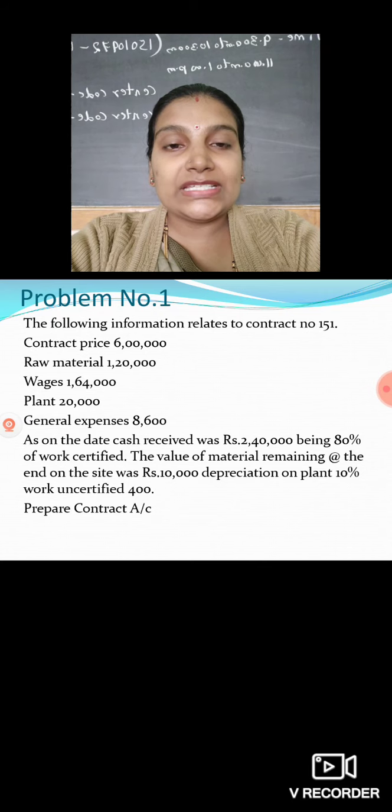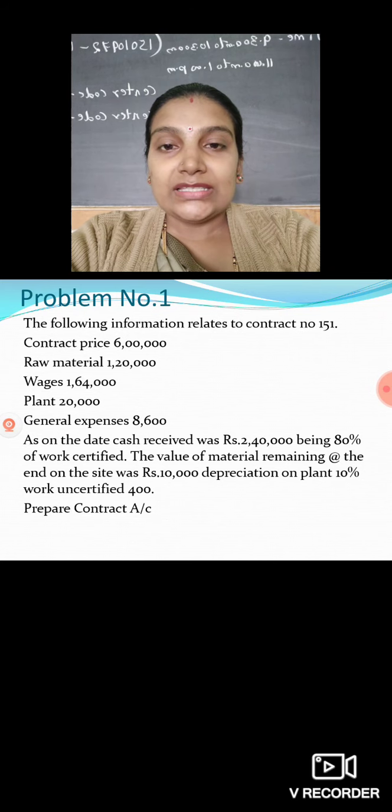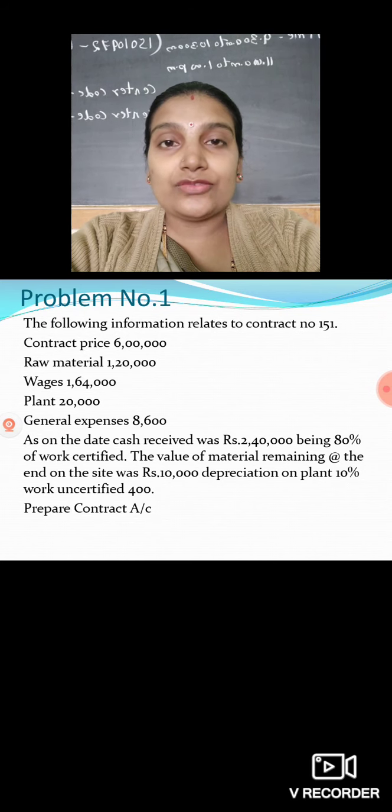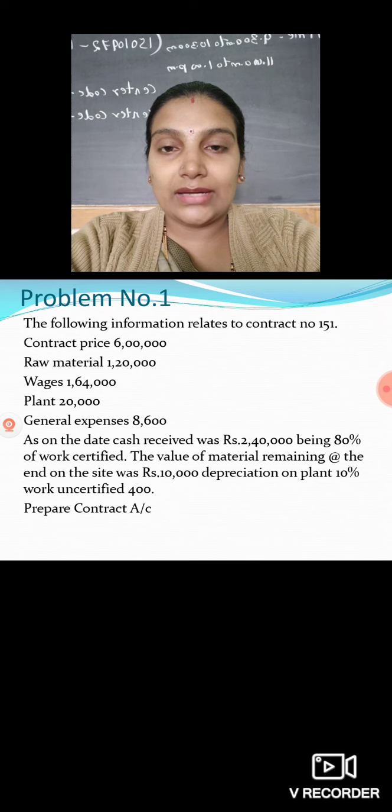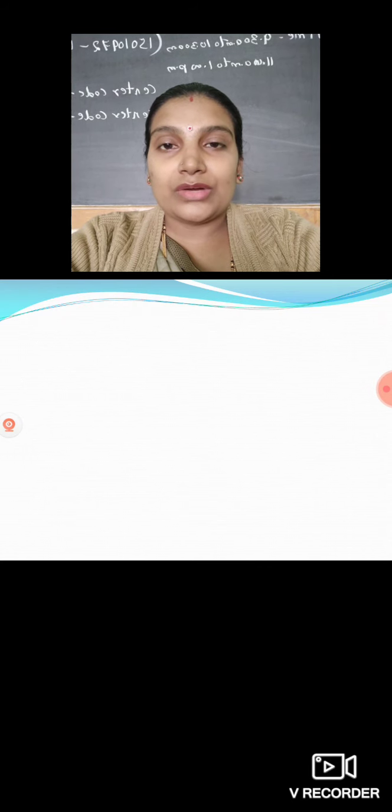And you have to depreciate plant by 10%. Plant value they have given is 20,000, right? On that, 10% you have to give as depreciation. Then work uncertified you have as 400 in your hand. So you have to prepare the contract account here.